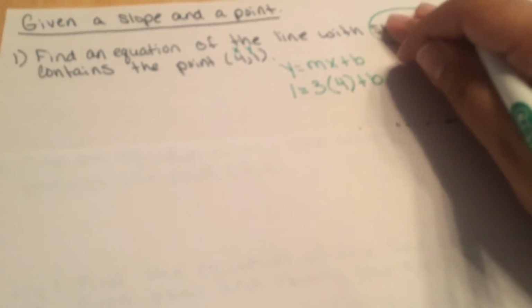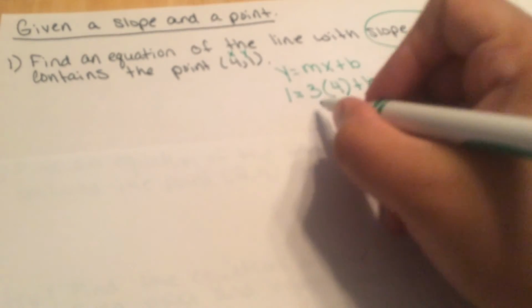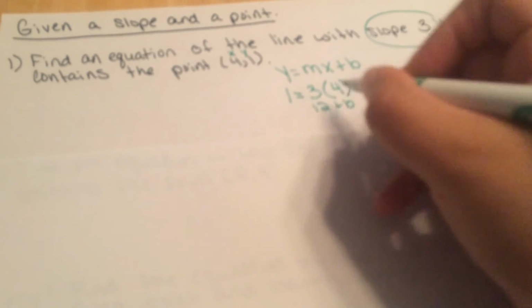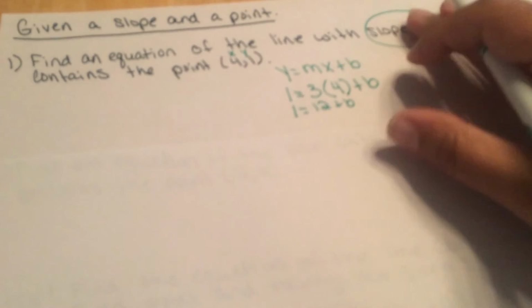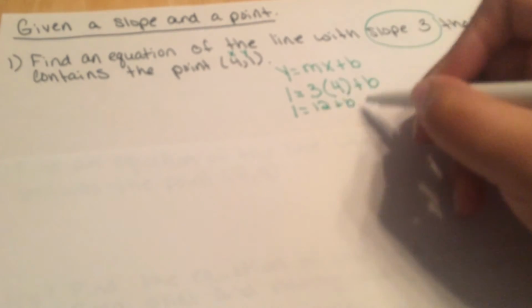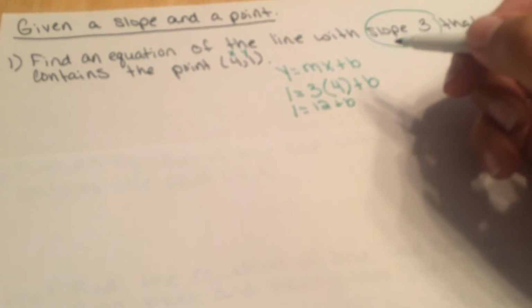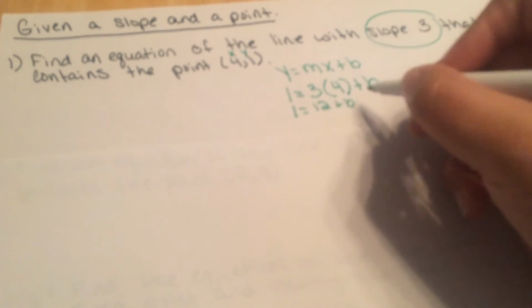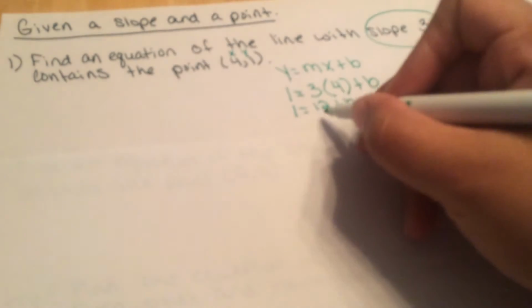So I'm just going to do a little bit of algebra here. 3 times 4 we know is 12, plus b equals 1. I want to get this b by itself because I eventually do want to know what our y-intercept is. So how do I do that? Again, how do I isolate that?